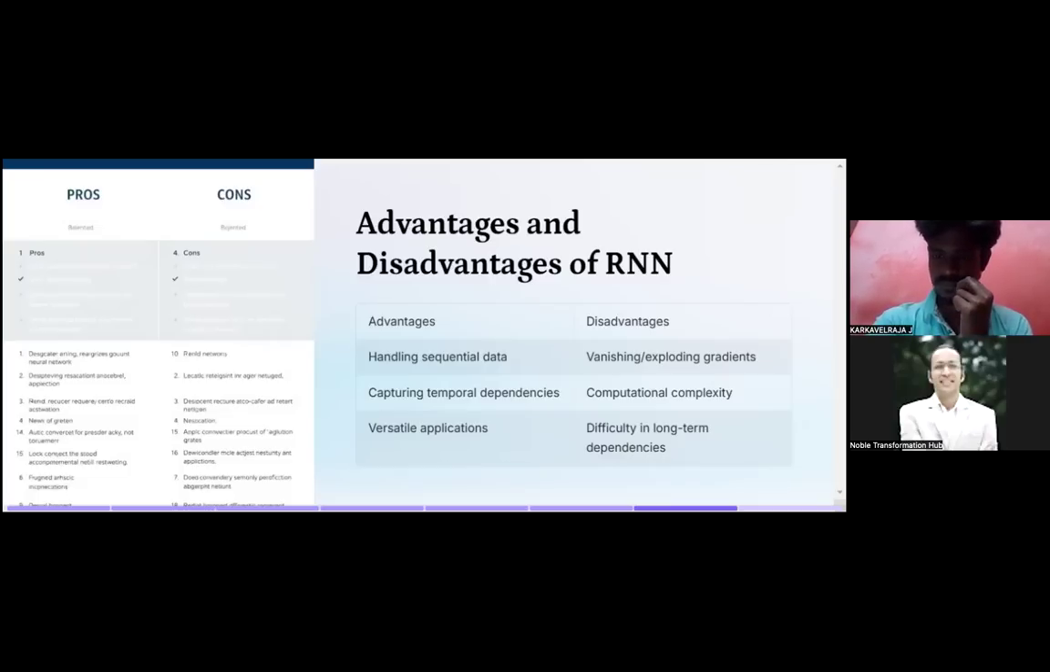Disadvantages are vanishing and exploding gradients, like backpropagation, where it goes backwards. And computational complexity, you need high compute power, and difficulty in long term dependencies. So these are advantages and disadvantages of RNN.